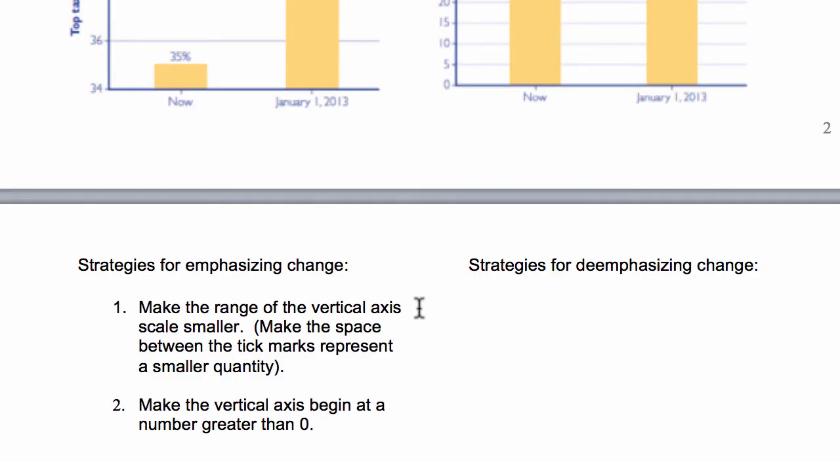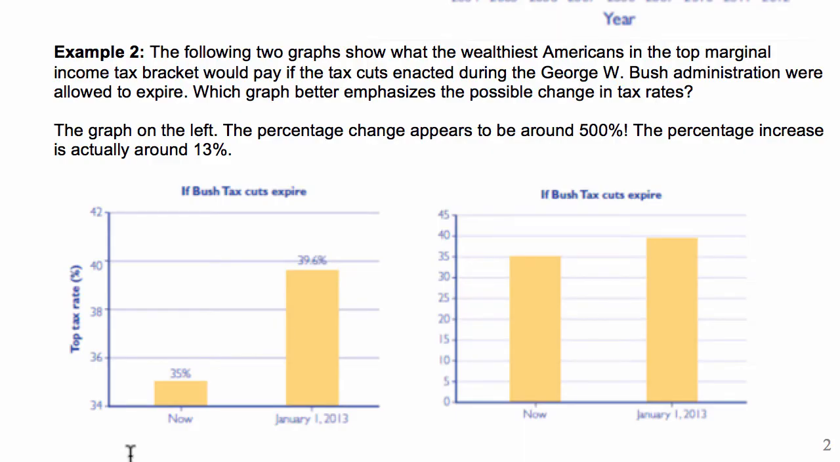Making the range of the vertical axis scale smaller might mean making the space between the tick marks represent a smaller quantity. Notice, on the graph to the left, the space between each tick mark represents 2 percentage points, while on the graph to the right, the space between each tick mark represents 5 percentage points. Also notice that 2 percentage points on the graph to the left take up the same amount of space as 10 percentage points on the graph to the right.